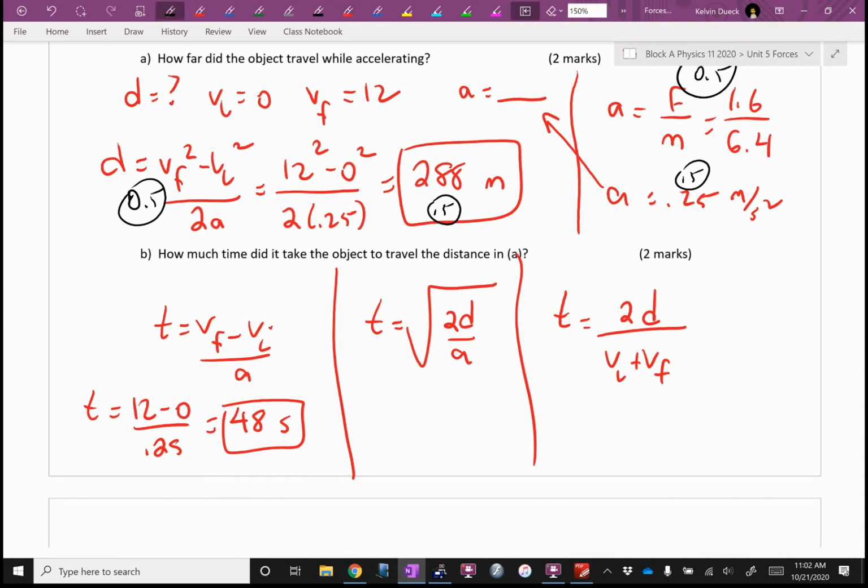So I would give you for all of these 1 mark for the equation, 1 mark for the answer. But I'm willing to bet most of you avoided those two. They work?